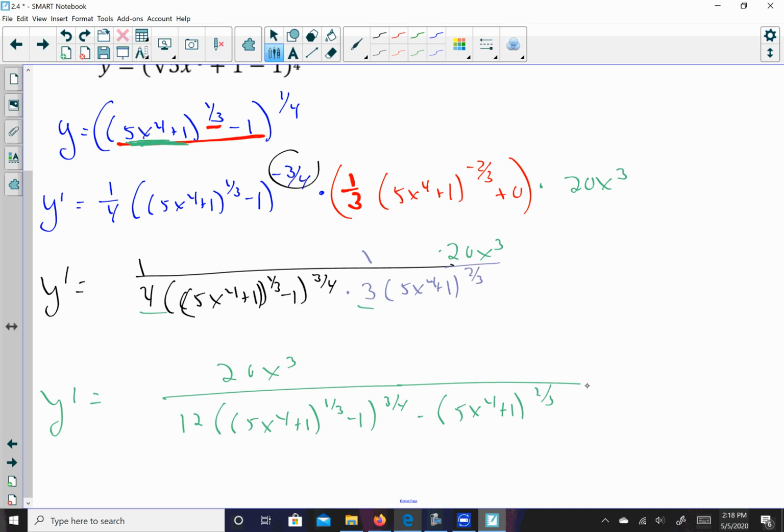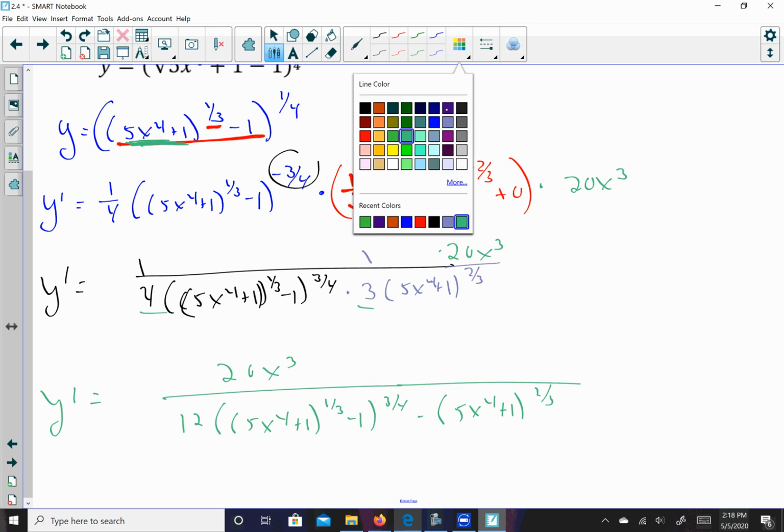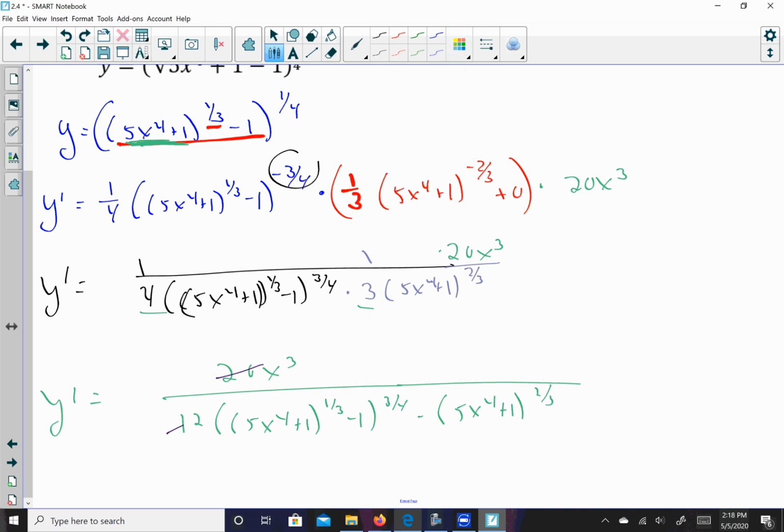And the only thing I think I have left to do is I can simplify this 20 and this 12. They're both factorable by 4. So this would be 5 and this would be 3. And that would be my final answer. Of course, I should take the time to rewrite it, but you get the gist. Okay.